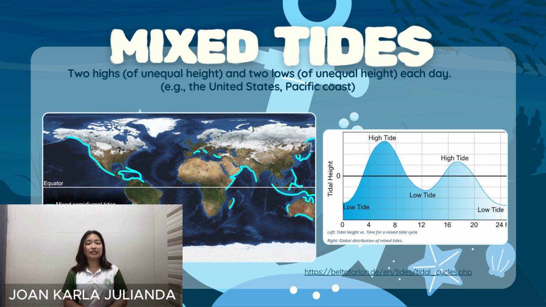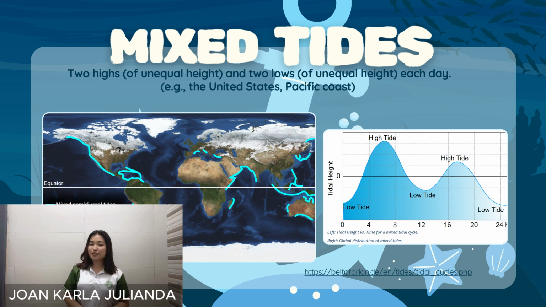Sa mixed diurnal naman, sabi nga ay parehas lang siya almost ng semi-diurnal tides na nagaganap as 2 highs and 2 lows. Pero yung pinagkaiba nila ay yung taas ng level ng high tides at yung lalim ng low tides. So kung iisipin natin, madali kang malilito sa ganitong klase ng tides. Pero palagi mo lang tatandaan na yung taas at yung lalim ng each one of them ay pwedeng magkaiba.